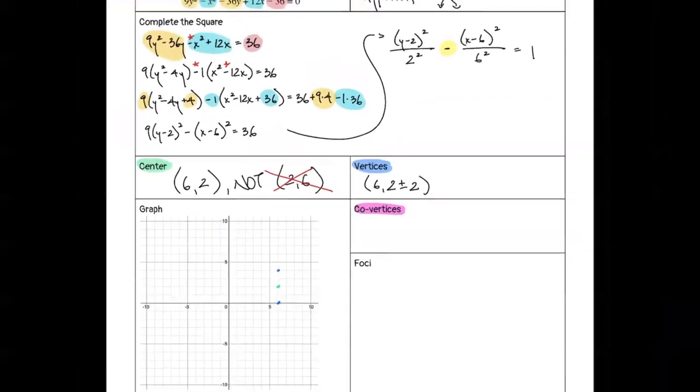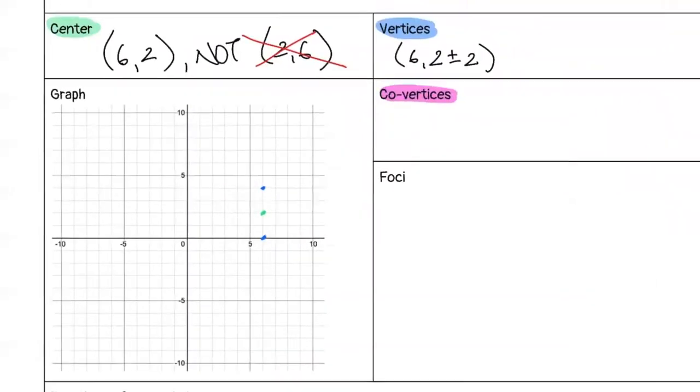The co-vertices: how far do I go side to side from my x center? I'm going to go 6 in either direction. If I go 6 in this direction, I'll end up over here. If I go 6 in this direction, I'll be just off the grid over there. So I would write this as 6 plus or minus 6, 2.